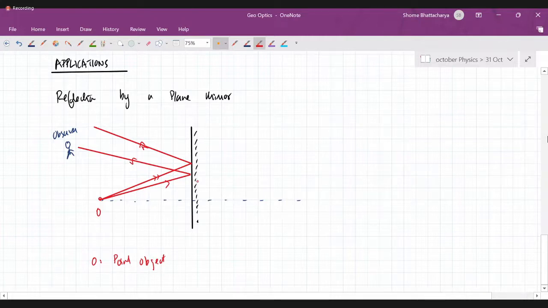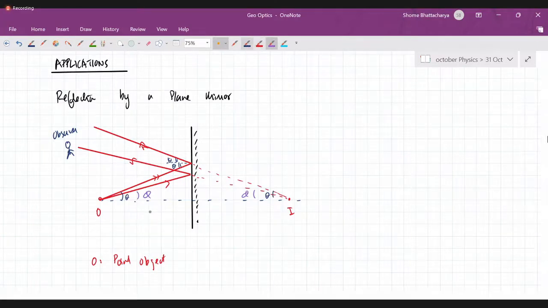Okay. So if you see here, this angle, let's say theta, is equal to this angle theta. So here, this angle theta is equal to this angle theta. Okay. So similarly here, if this angle is some phi, this angle will also be phi. So all these triangles, they are congruent. Okay, so therefore, if this distance is x, then this is x behind.